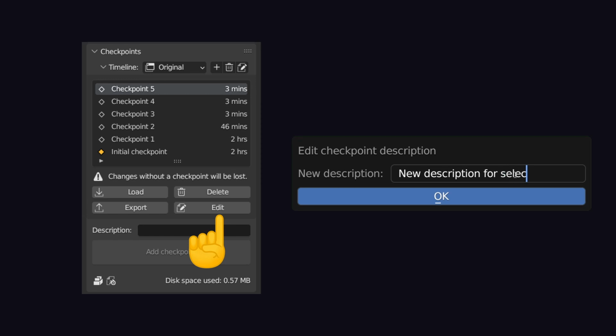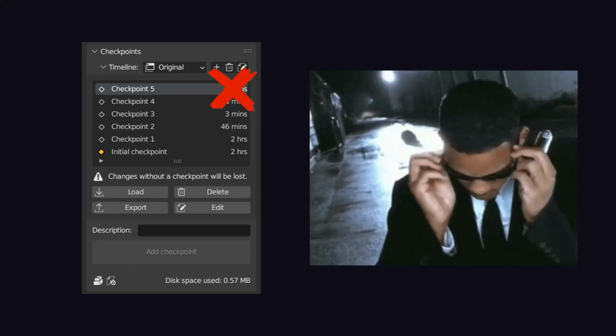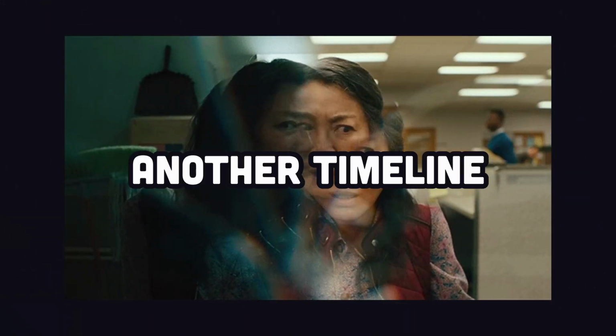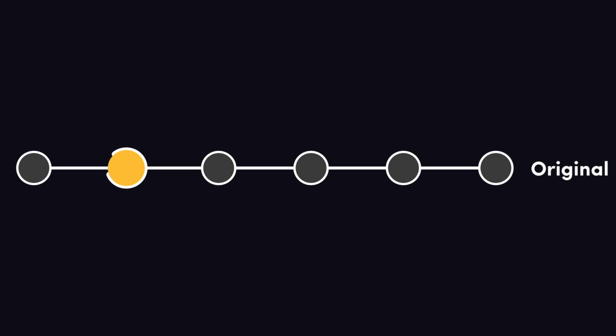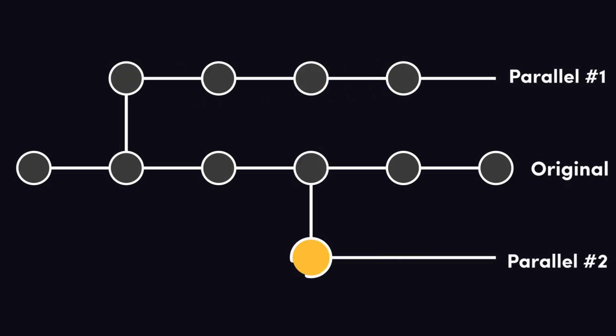You can edit the description, export, or delete a checkpoint, which completely removes it from the file system as long as it's not referenced by another timeline. Speaking about it, timelines can be used to keep things organized. Ideally, you would make a new timeline every time you want to go back and make changes to keep a clean and linear flow of progress.